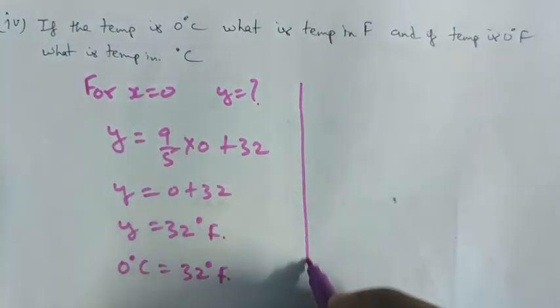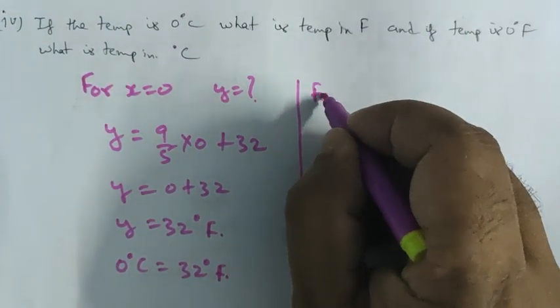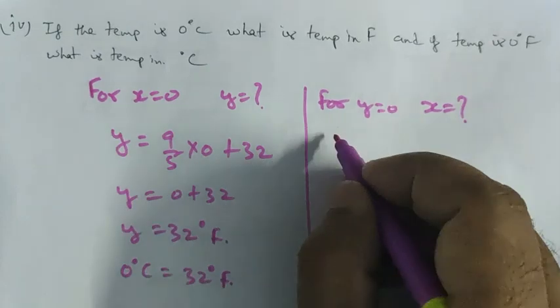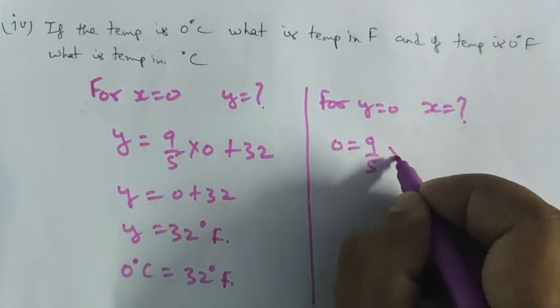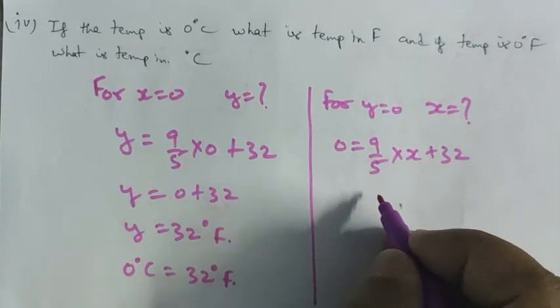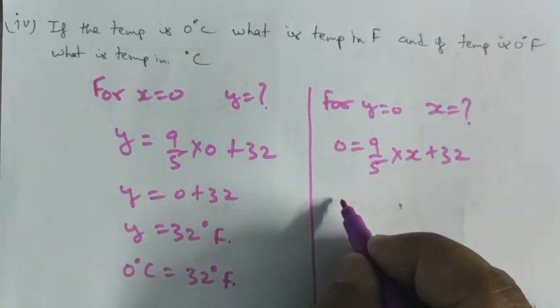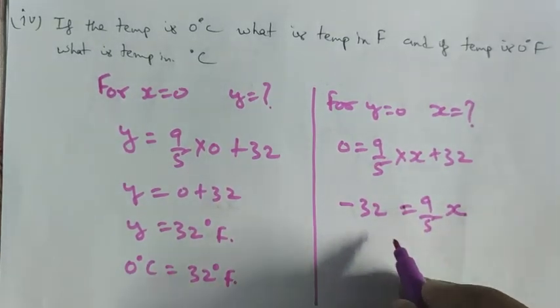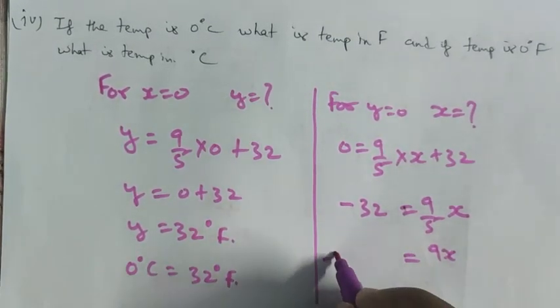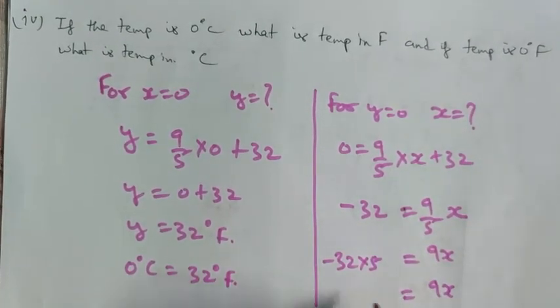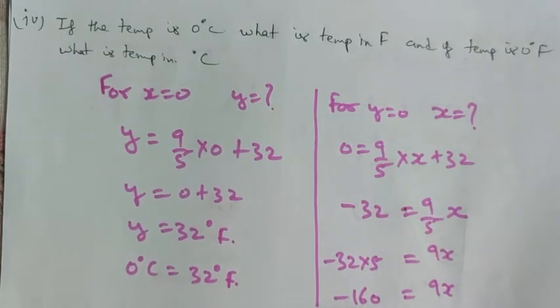Okay, now the second part, it is given that for y equals 0, what is the value of x? So for y equals 0, we can write 0 equals 9 by 5 into x plus 32. Now this 32 can be taken to the left side. It will become minus 32 equals 9 upon 5 times x. Now 9x will be equal to minus 32 into 5, that is 9x equals minus 160, x equals minus 160 upon 9.